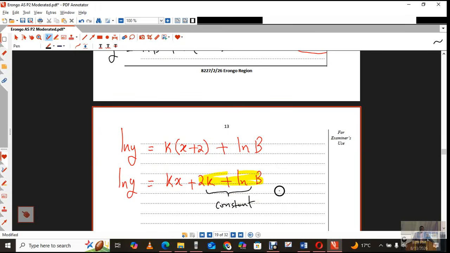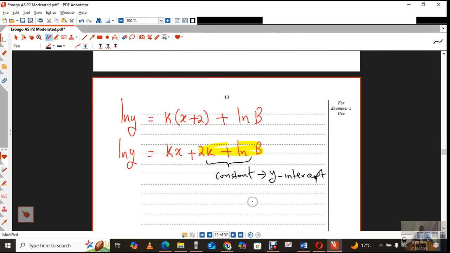What constant is that? Well, it's the y-intercept. We're going to come to that. The y-intercept. Very important. Why is that important for us to consider?